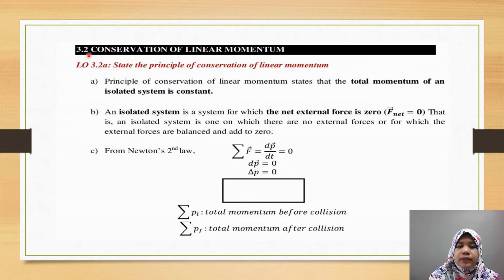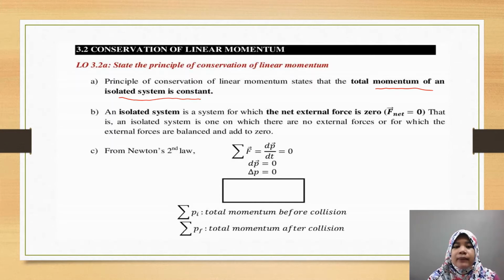Kita proceed kepada subtopik yang kedua, conservation of linear momentum. Learning outcome 3.2 is state the principle of conservation of linear momentum. Ini mungkin benda baru bagi awak. Principle of conservation of linear momentum states that the total momentum of an isolated system is constant. Kalau kita belajar sebelum ini, kita ada conservation of energy, so konsepnya lebih kurang begitu.